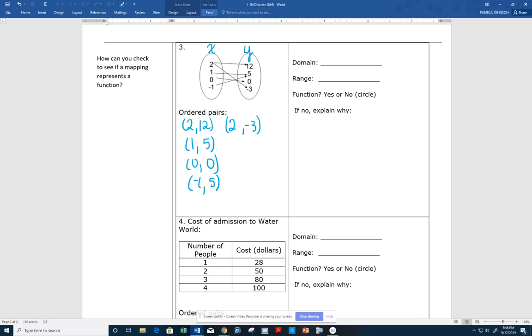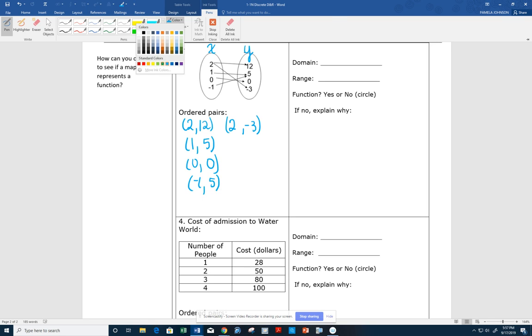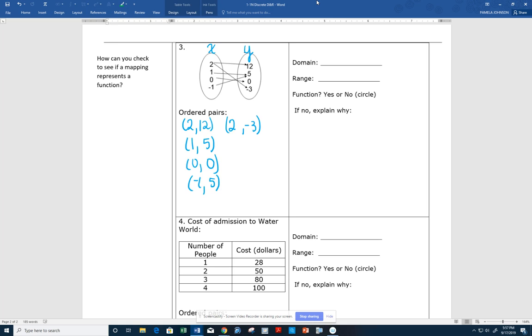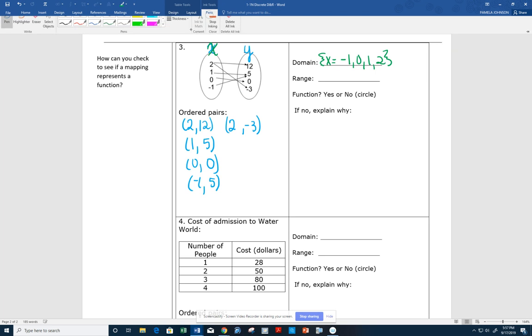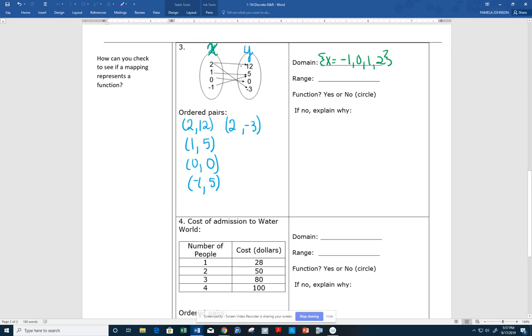Now let's look at our domain and range. Finding domain and range on a mapping is really easy because they're already done for you. You just have to rewrite it. Again, we're going lowest to highest in order. The mapping has it from highest to lowest, so for our domain we go lowest to highest: -1, 0, 1, 2. All we had to do was rewrite this oval right here. For our range, we do the same thing with the other oval. So y equals -3, 0, 5, 12.